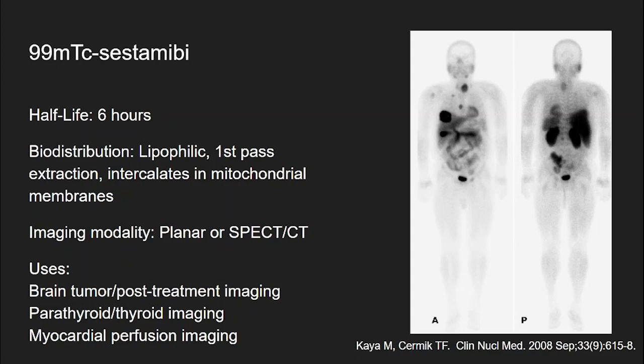This figure on the right demonstrates an example of sestamibi used in a different setting. Namely, it was used to look for metastatic tall cell variant papillary thyroid carcinoma, which you can see in many foci, including the cervical soft tissues in this patient, the mediastinum, and the liver.